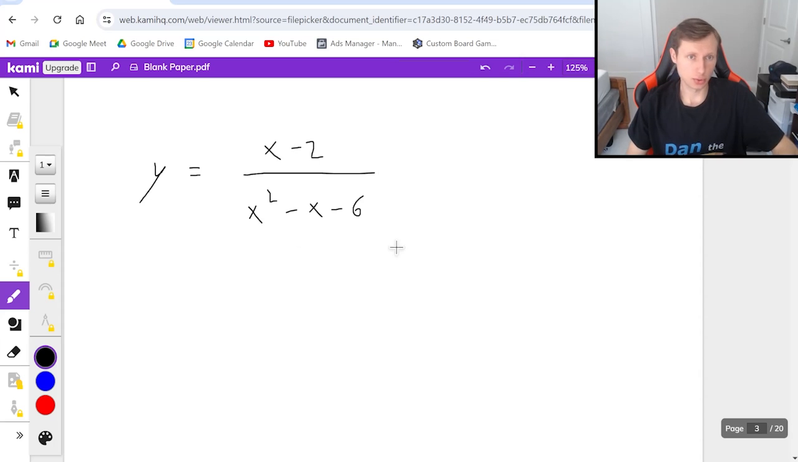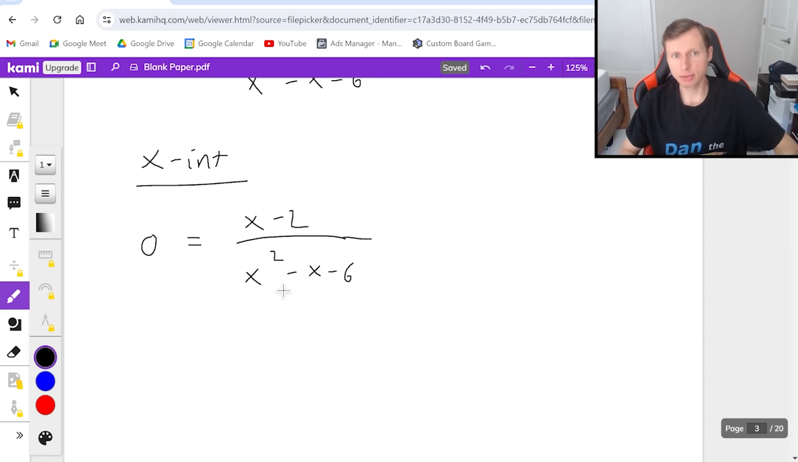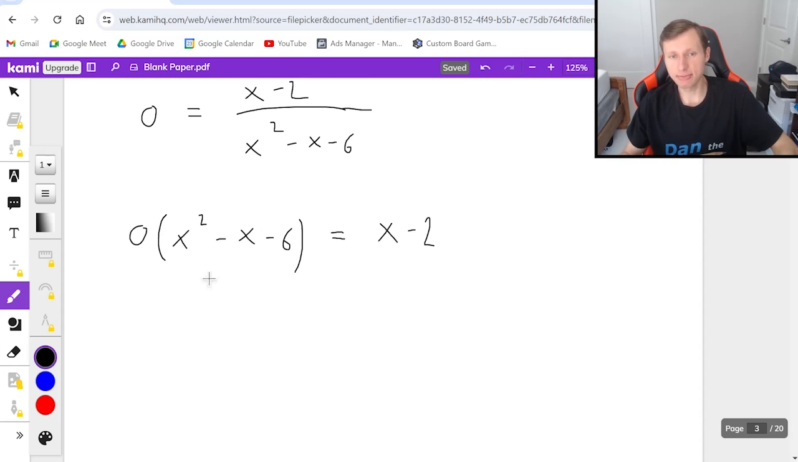So here's the first one. Let's find the x-intercepts first. Remember, that's where I set y equal to 0 and solve for x. So it looks like this. Now here's the thing. If you want to solve for x, you'd have to multiply the denominator on both sides, because that's going to make the denominator go away. So in other words, I'm saying 0 times (x squared minus x minus 6) equals just x minus 2 on the right. And what you'll notice happen, and why this is so great, is because this entire left side, anything times 0 is 0. So it's just 0 equals x minus 2.